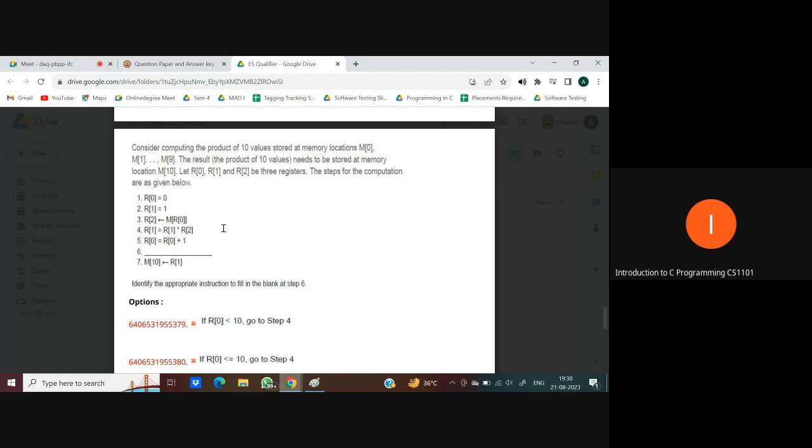Can anyone answer why should you not go to step 4? Why should you not skip this step 3 here?